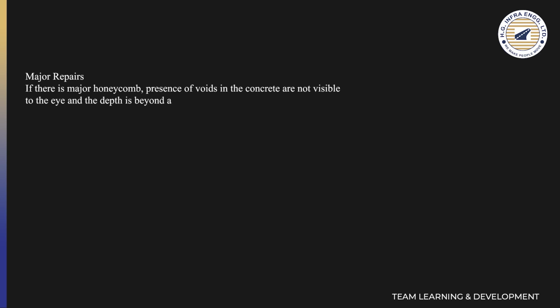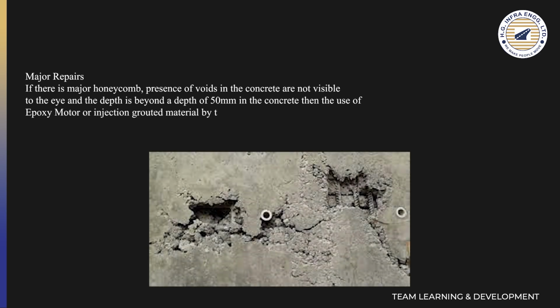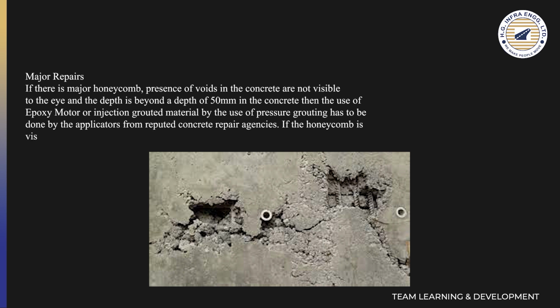Major repair. If there is a major honeycomb, or presence of voids in the concrete that are not visible to the eye and the depth is beyond 50 mm in the concrete, then use of epoxy mortar or injection grouted material by the use of pressure grouting has to be done by the applicators from a required concrete repair agency.